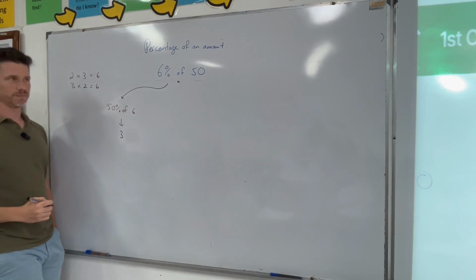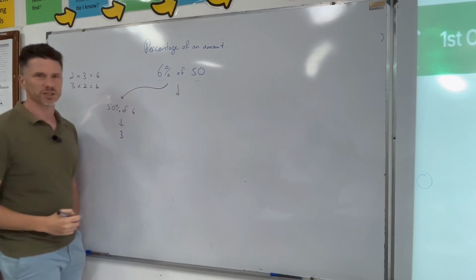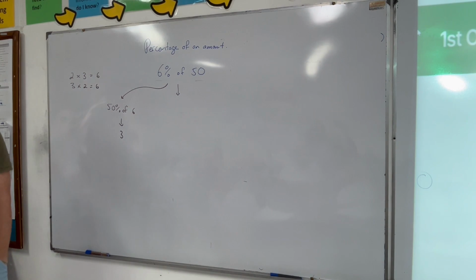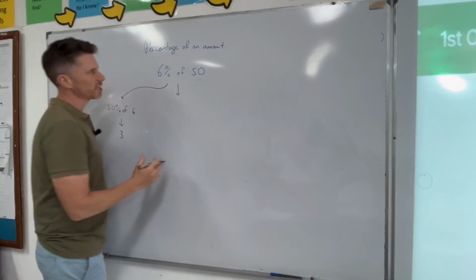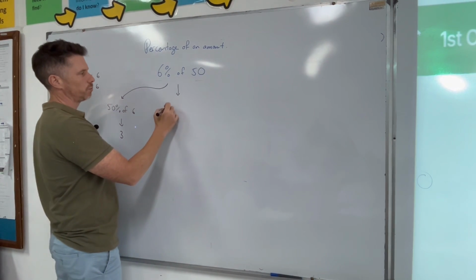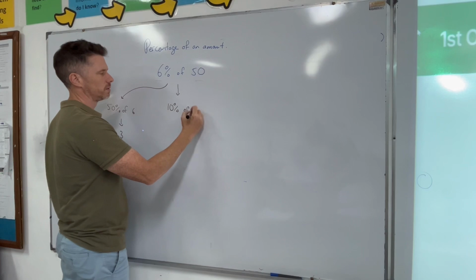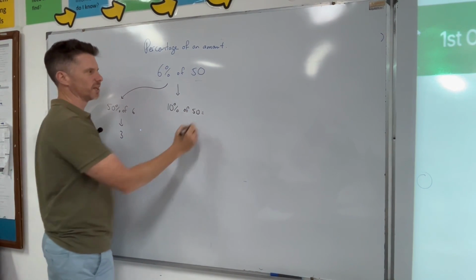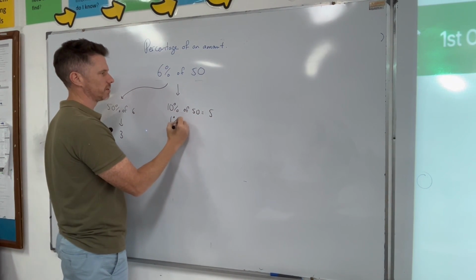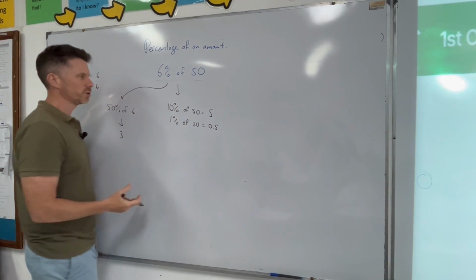Another method is to work off percentages I can get pretty easy. So 6% is a tricky one to get, but I can get stuff like, what's 10% of 50? That's 5, that's easy to do. What's 1% of 50? That's 0.5. Okay, so I can use this.